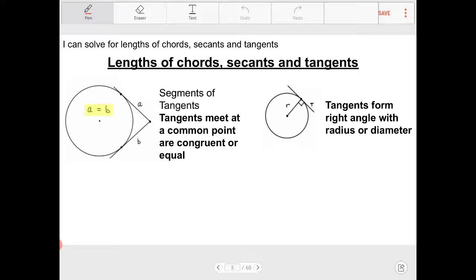Tangent lines that meet outside of a circle are going to be congruent. And last but not least, and this is super important for a lot of problem solving as well as for proving different relationships, a tangent line and the radius of a circle will always be 90 degrees.